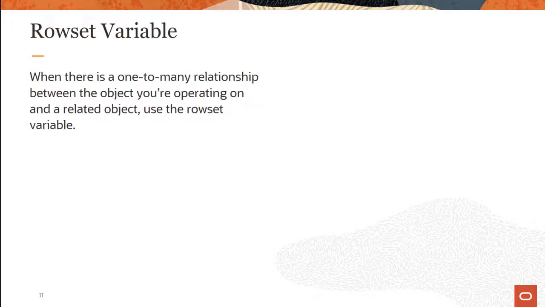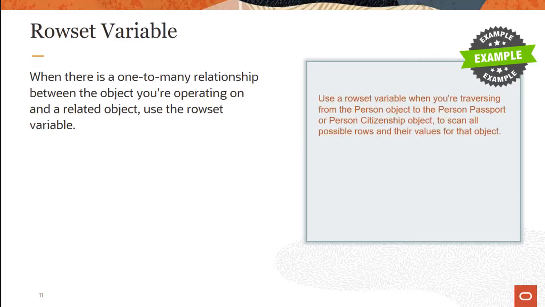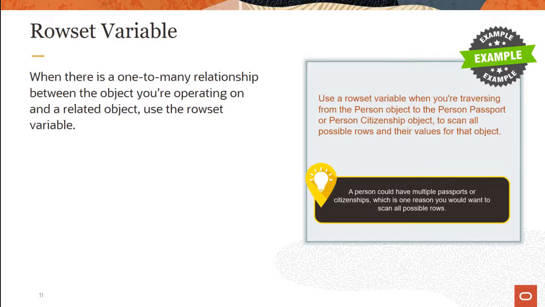Use the row set variable when there's a one-to-many relationship between the object you're operating on and a related object. For example, you would use a row set variable when you're traversing from the person object to the person passport or person citizenship object, and you want to scan all possible rows and their values for that object. One reason you'd want to scan all possible rows is because a person can have multiple passports or citizenships. By scanning each row, you could perform a business logic using each row as you scanned it before moving on to the next relevant row.